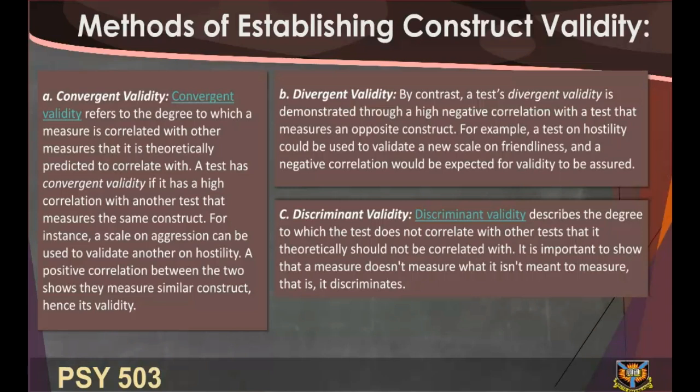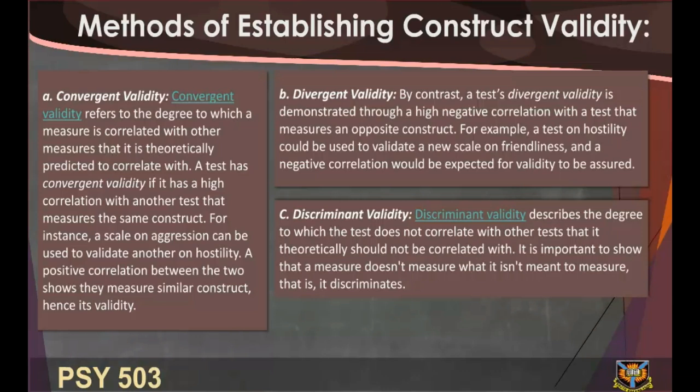B. Divergent validity. By contrast, a test's divergent validity is demonstrated through a high negative correlation with a test that measures an opposite construct. For example, a test on hostility could be used to validate a new scale on friendliness, and a negative correlation would be expected for validity to be assured.